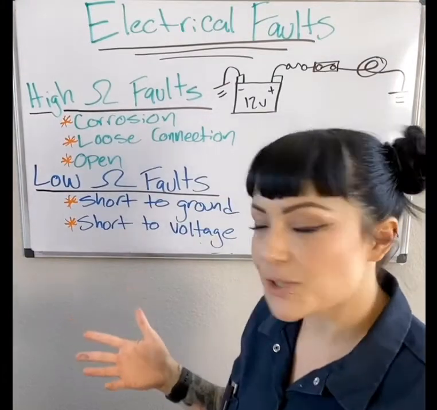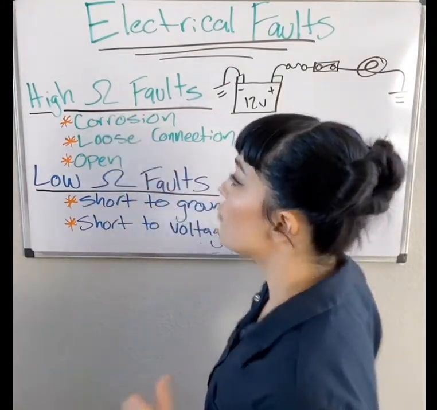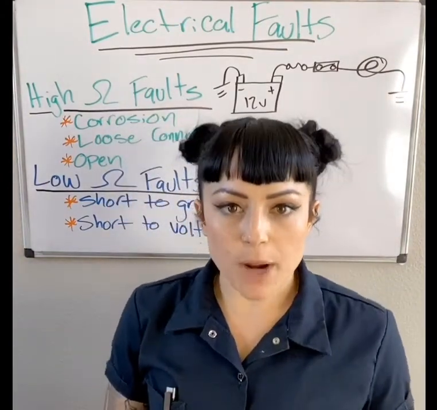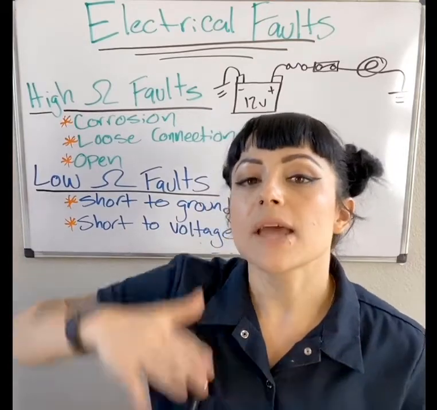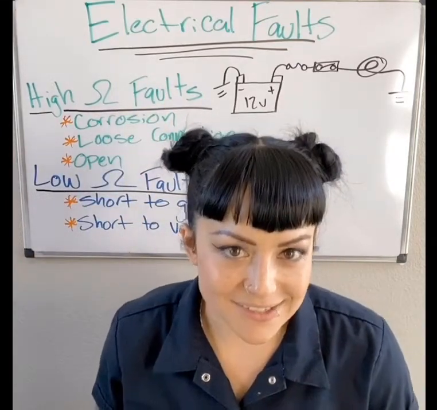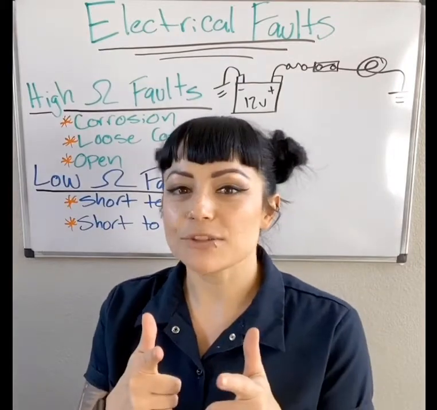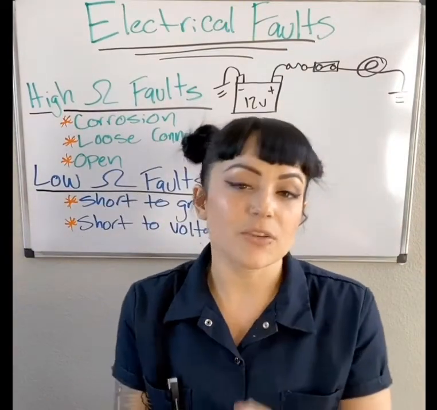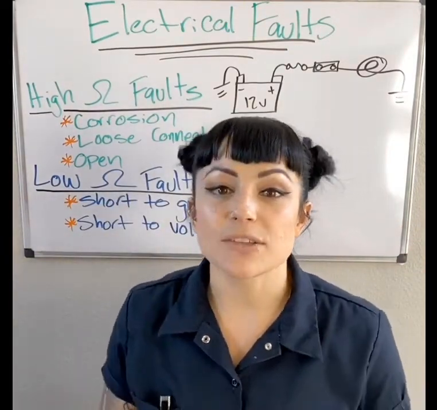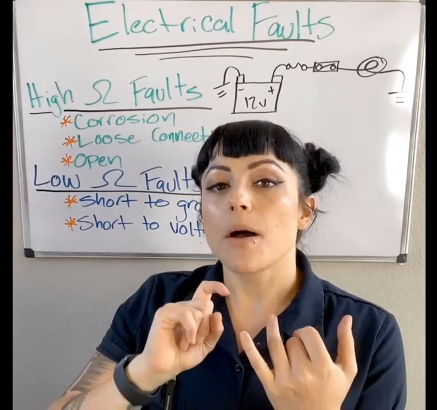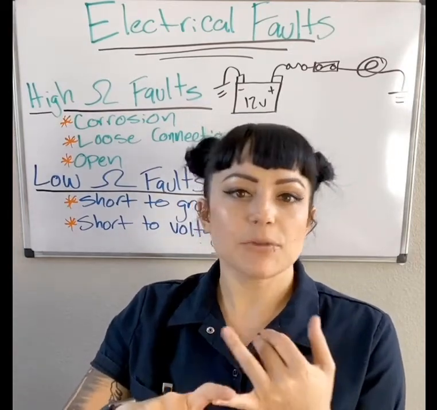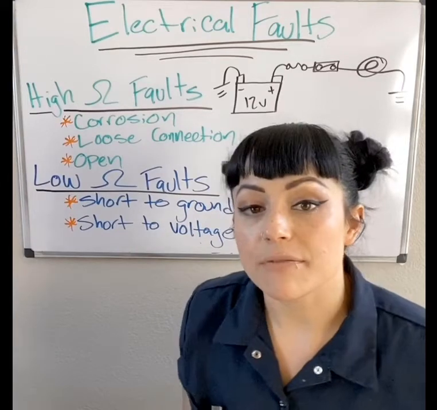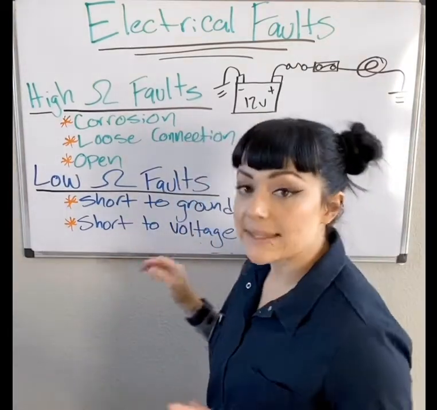Let's talk about what happens during these faults. Let's talk high resistance first. What that means is our circuit is not working properly due to an unintended increase in resistance in the circuit. What does that usually cause for us? Well, if we increase resistance, we decrease amperage. Therefore, we are not going to have a circuit that works properly as far as brightness or loudness of components, or it will not allow any flow at all. So let's look at the different ways this can happen.